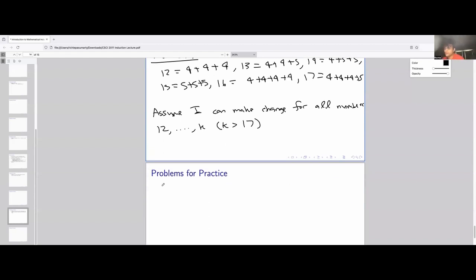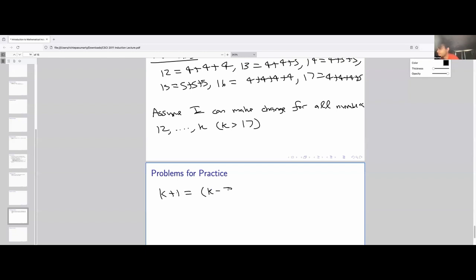Okay, so here's an idea, right? If I can make change for all numbers from 12 through k, I want to make change for k plus 1. The most natural way for me to do this is, okay, k plus 1, right? What happens if I subtract 4 cents from it? Then I have k minus 3, and I can already make change for that because I've said that I can make change for it. So notice that k plus 1 is equal to k minus 3 plus 4.